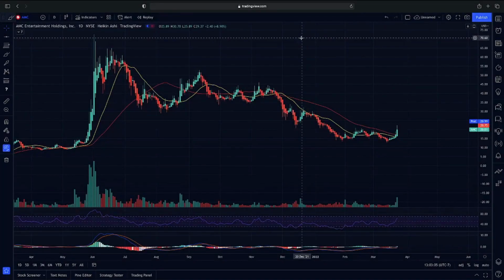So a nice continuation with AMC from yesterday's video. I'm going to go over exactly what we're looking for, and which indicators we are looking for, to have a continuation here.